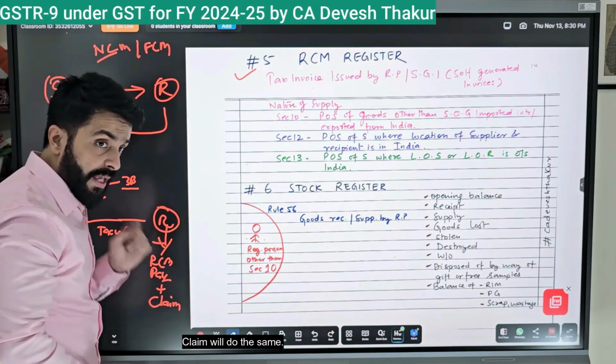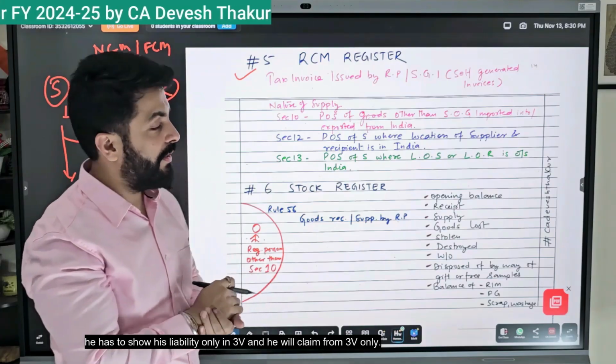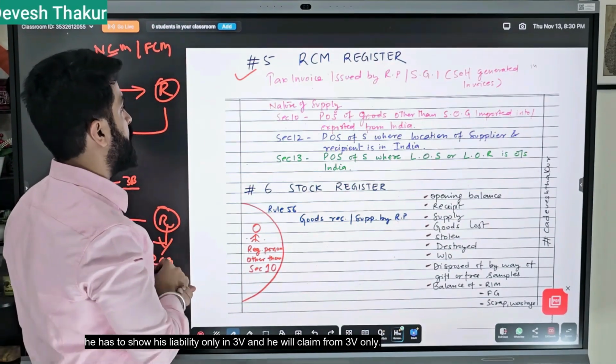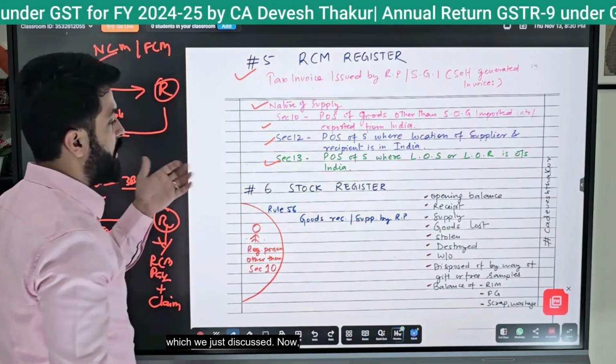Claim will do the same. In the same GST return, he has to show his liability only in 3V and he will claim from 3V only. Nature of supply will cover our sections, which we just discussed.